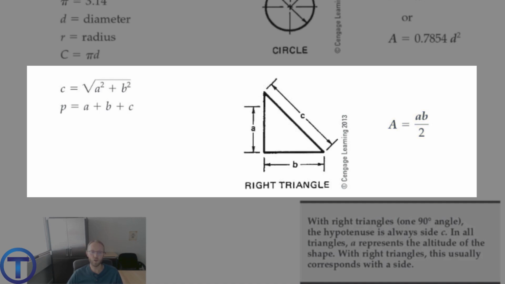If we were to take this triangle and double it, make it into a square, then the area would just be length times width, or side times side. In this case, a triangle is half of a square or half of a rectangle, so we divide it by 2. That's why we have area equals A times B divided by 2.